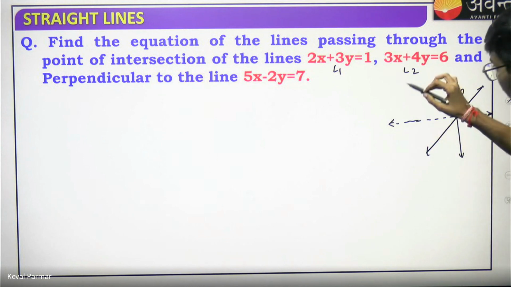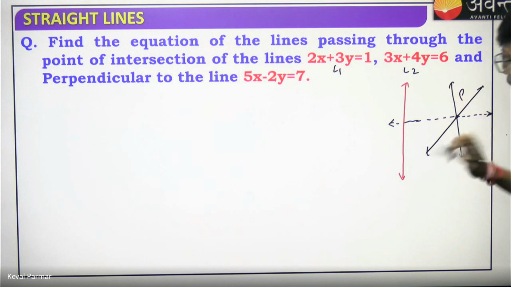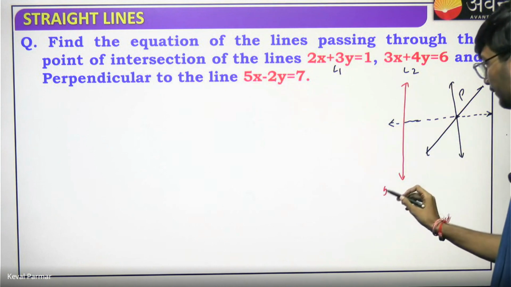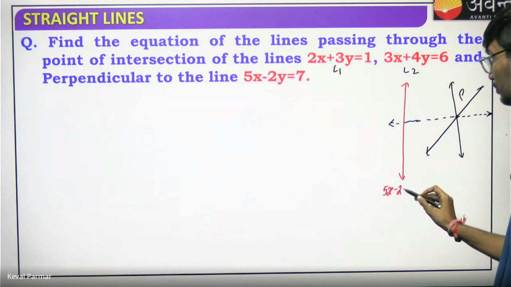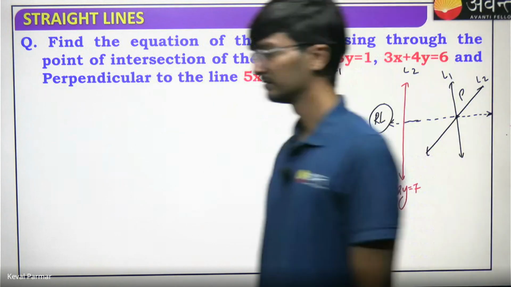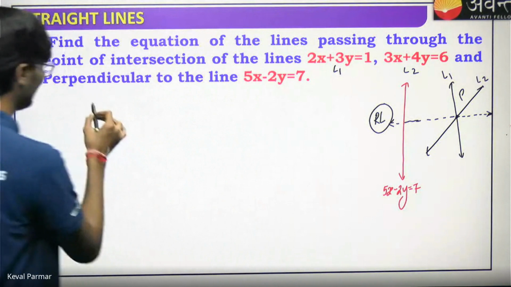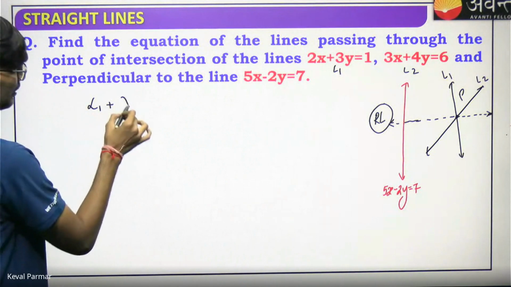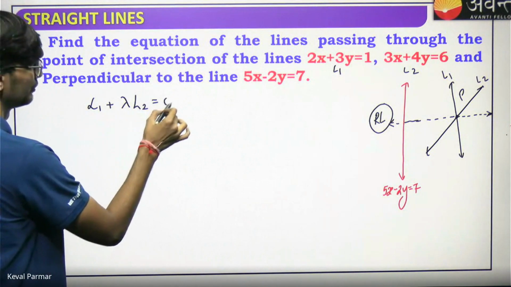And this line is perpendicular to this line. 5x minus 2y equals 7. Let's say this is L1, this is L2, and this is my required line. The dotted line is the required line. Since the required line passes through point P, the equation of the required line can be given as L1 plus lambda L2 equals 0.